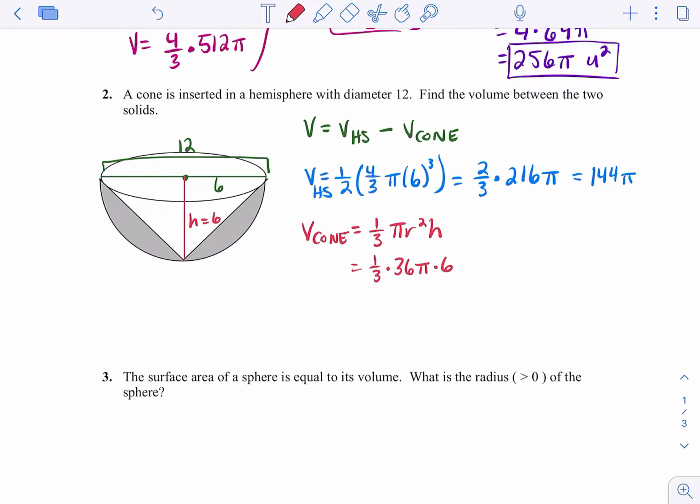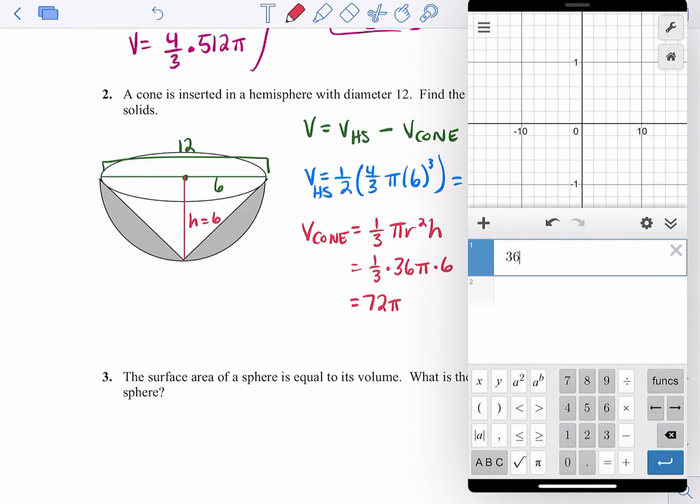Here, thinking about some numbers, so we can do this in our head. 1/3 of 36 is 12, and 12 times 6 is 72. So that gives us a volume of 72 pi. If you don't trust your math, you could do 36 times 6 divided by 3. But trust your mental math, trust that you can do it.